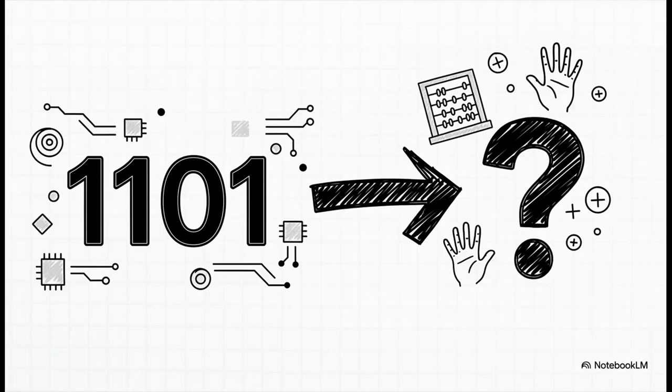All right, we're going to use this binary number as our test subject, 1101. Now, you'll often see this little 2 written as a subscript next to it. That's not part of the number.